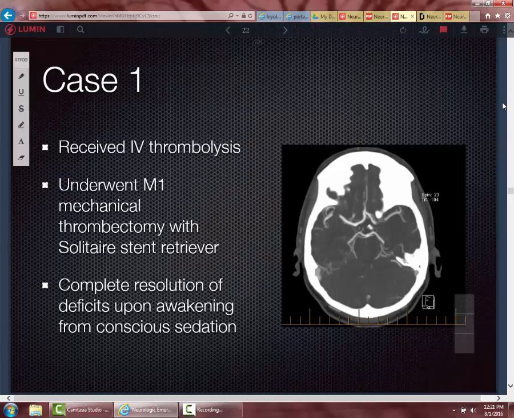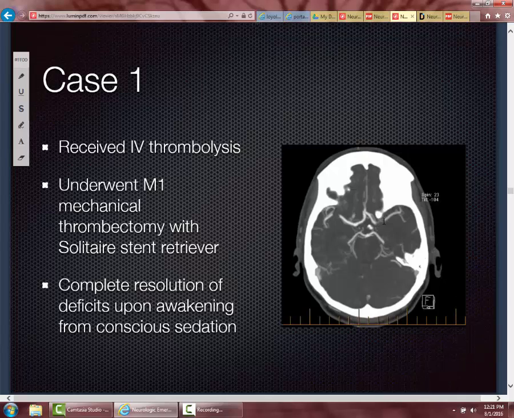So back to our case, the patient received IV thrombolysis. She underwent successful M1 mechanical thrombectomy with a solitary stent retriever. This is her CT angiogram pre-treatment. If you look at the right side of the screen, the left brain, this is the left proximal MCA. Compared to the right, you can see there's an area of a filling defect consistent with an occlusion. Upon awakening from conscious sedation, she had a completely normal neurologic exam, and she did pretty well after that.